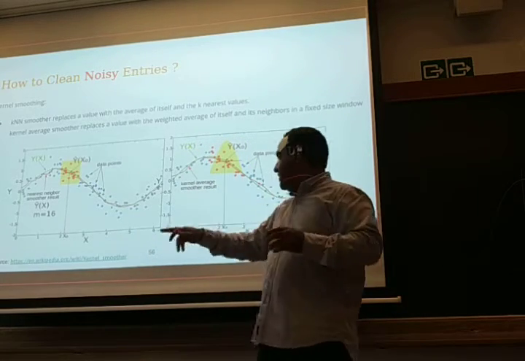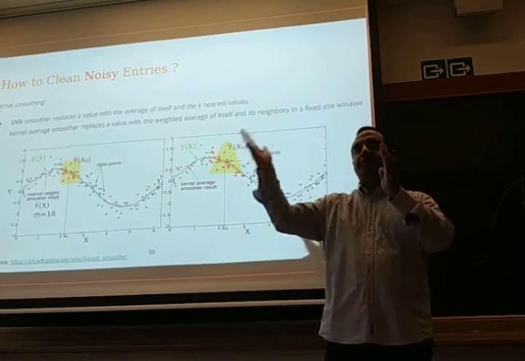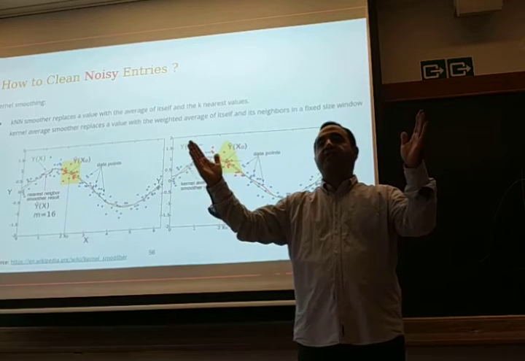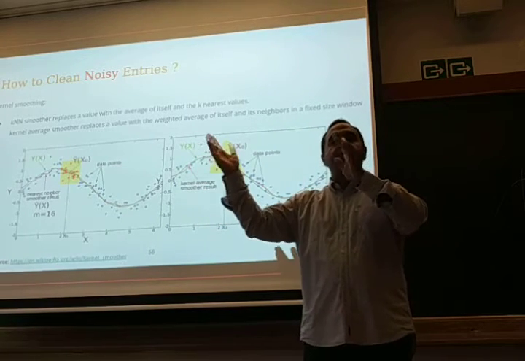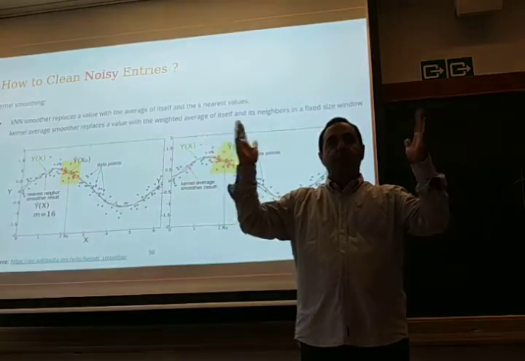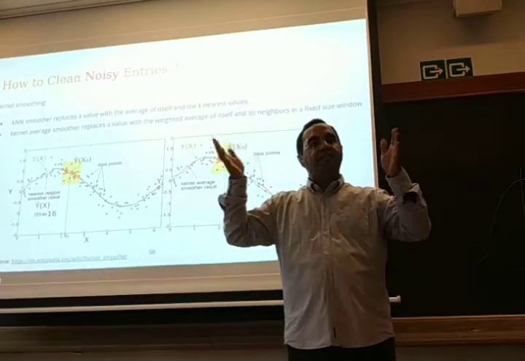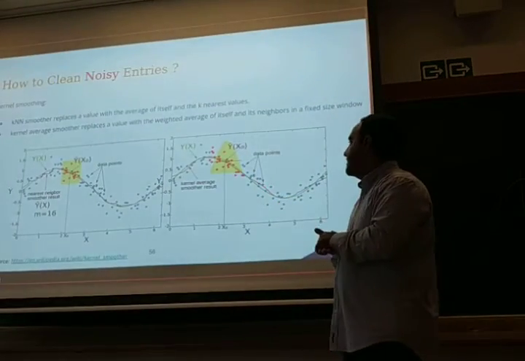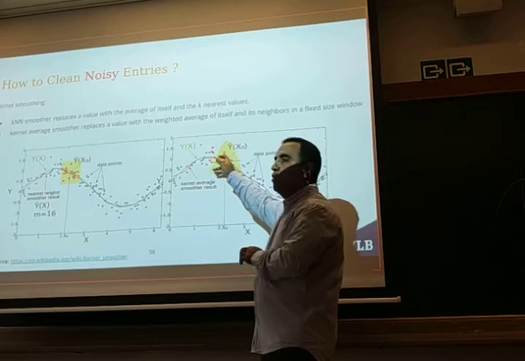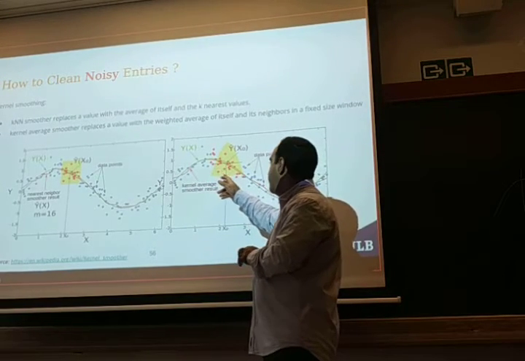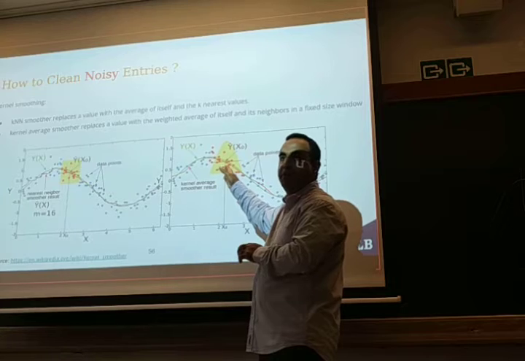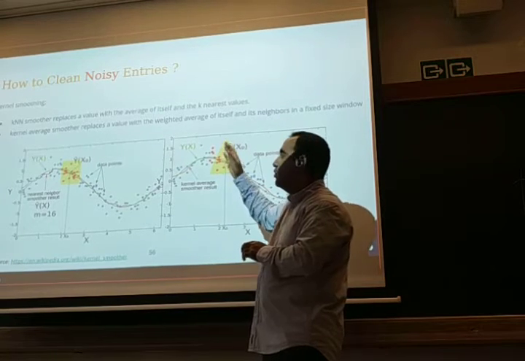So if this is time, you say I will look at 2 minutes before and 2 minutes after. 2 minutes before, 1 minute after. So you specify a fixed size window, and then over this window you do the average. So you average the point itself and all the neighbors in the window.